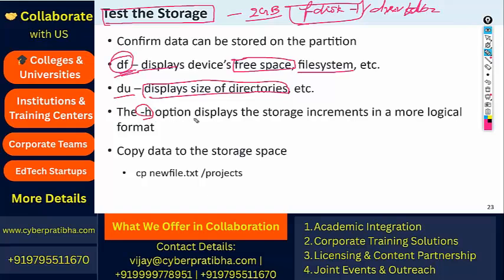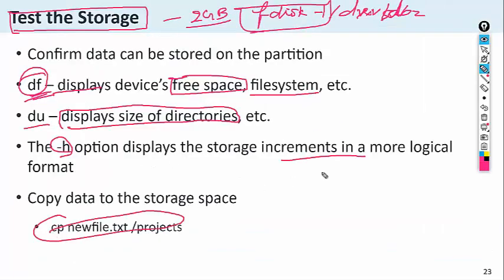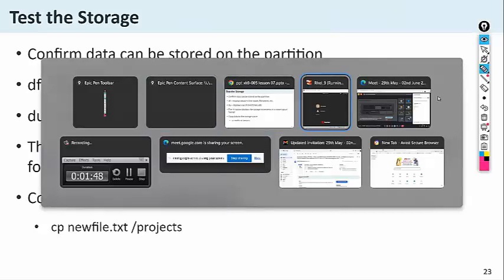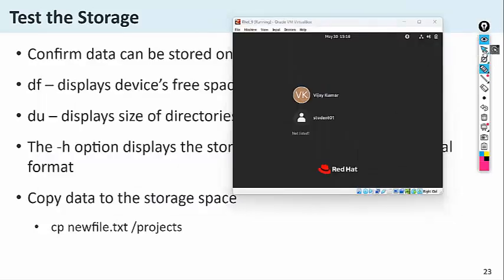The -h option displays the storage increments in a more logical format, and for copying the data, all similar commands can be used. So what are the du and df commands? I am going to show you. First I am going to log in on the system.